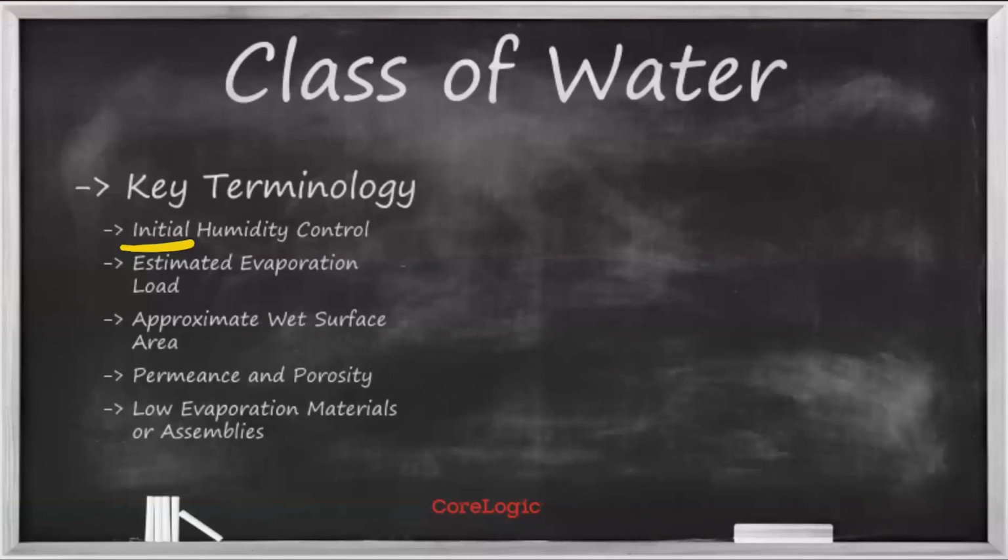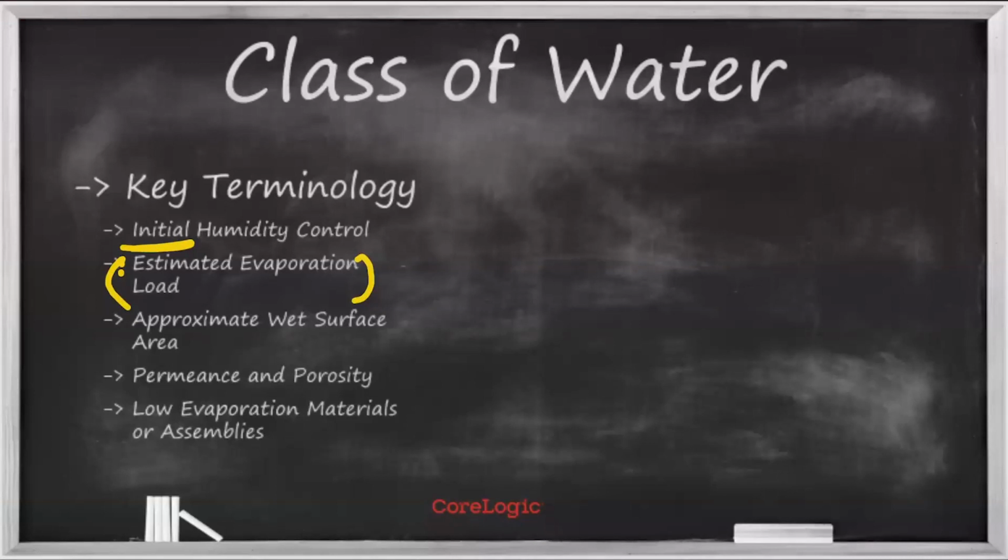From there, the next thing I want to define is that the core behind class is that it helps us approach an estimated evaporation load. All right, so what does that mean? Based on some of the other things we see down below this: how much wet surface area there is, and of those wet surfaces, what is the permeance and porosity of those materials? How many holes do they have in them, and open air spaces to hold on to water?